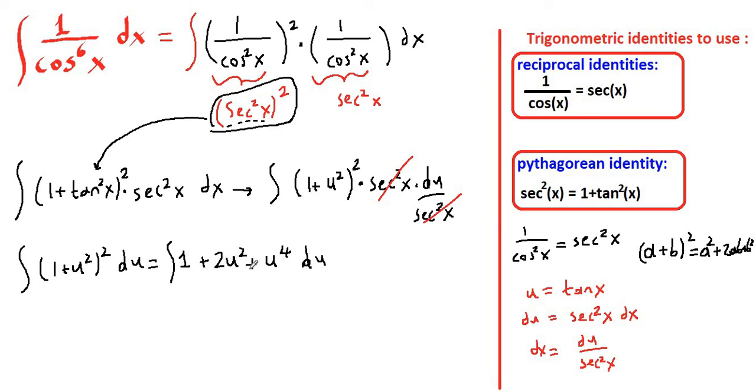Now all we have to do is take the antiderivative of this. You can separate each term. Integral 1 du plus 2 times integral u squared du plus integral u to the fourth du. Now you can take antiderivative. Antiderivative of 1 with respect to u is just u. Antiderivative of u squared is 1/3 u to the third and times 2, so 2/3 u to the third, plus antiderivative of u to the fourth is 1/5 u to the fifth.